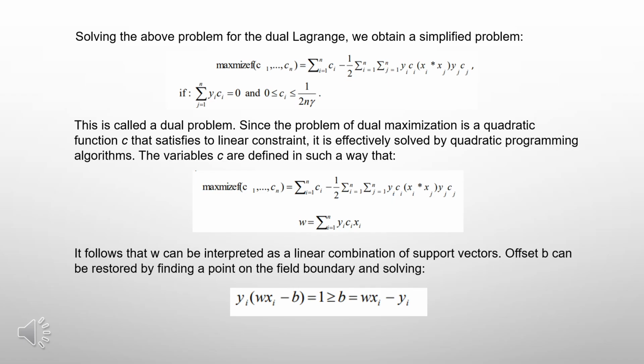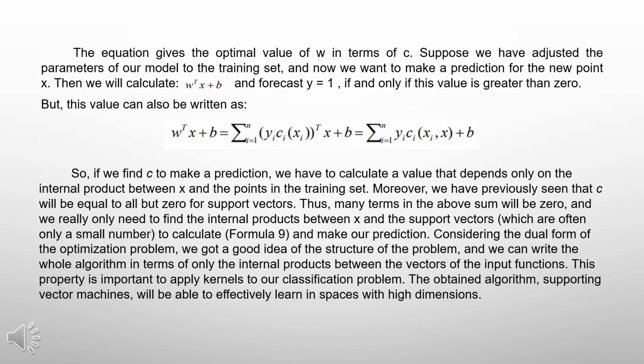it follows that w can be interpreted as a linear combination of support vectors. Offset b can be restored by finding a point on the margin boundary and solving. The equation gives the optimal value of w in terms of α.